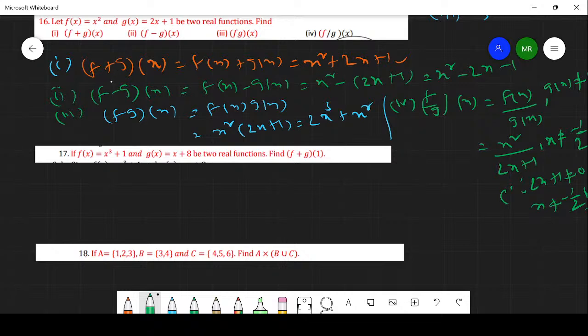See, we know that f plus g of x means f of x plus g of x. The same thing I can find here. f plus g of 1, I can write f of 1 plus g of 1. f of 1 means replace x with 1 here. It will come 1 cube plus 1. g of 1, replace x with 1, it comes 1 plus 8. This is g of 1.